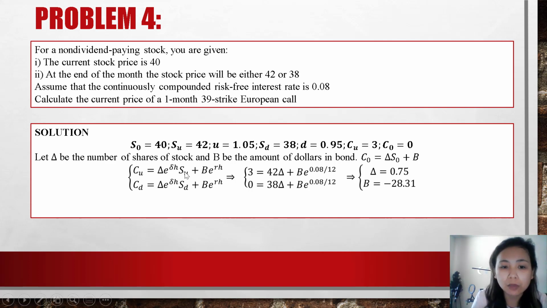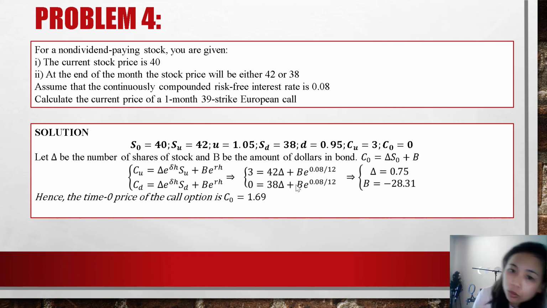S_U is the stock price when the stock price goes up. B is the amount of dollars in bond, with e to the rh, r is the risk-free interest rate, and h is the time step. Similar for C_D. And now we have an equation of 2 variables, delta and B. Delta is 0.75 and B is negative 28.31, which means the time 0 price of the call option is 1.69.